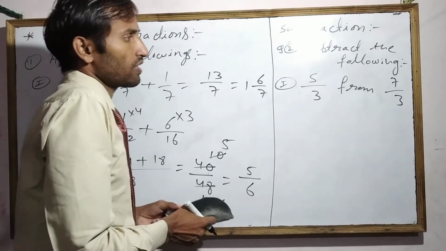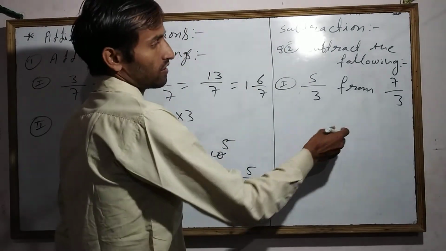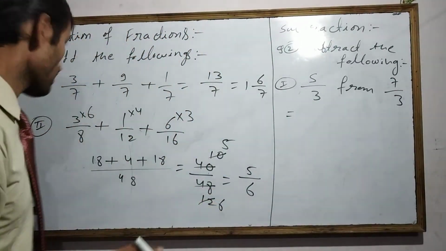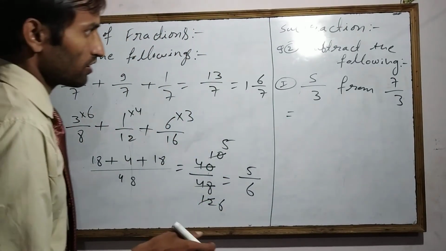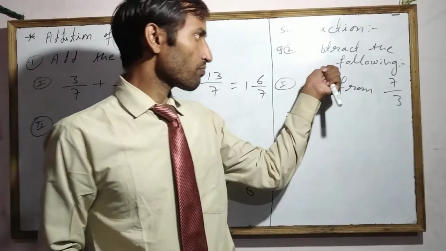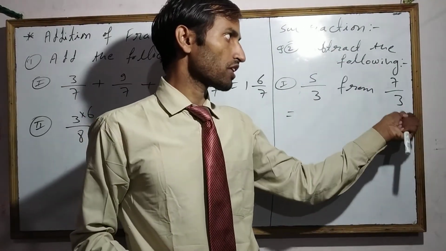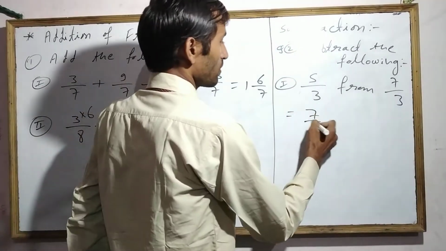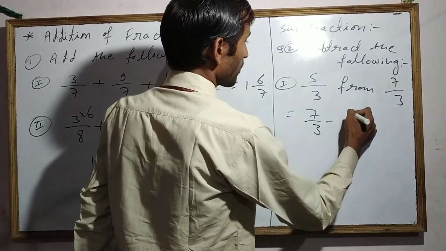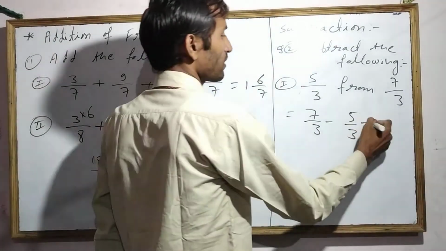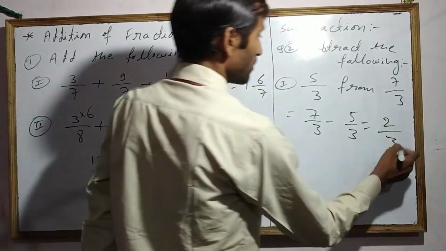So in this case we will not take any LCM, just directly, but first of all you have to arrange in a subtraction form. Means here the given question is we have to subtract this fraction from this fraction, means we have to write this one first. So 7 upon 3 minus 5 upon 3. Now you subtract directly 7 minus 5, you will get 2 upon 3. So this is the answer.